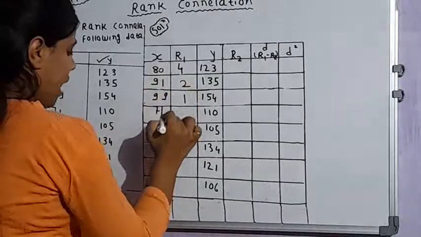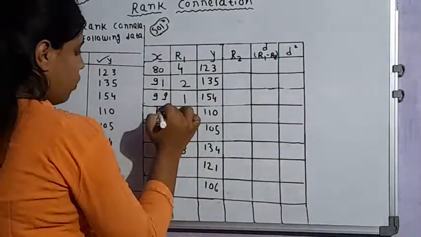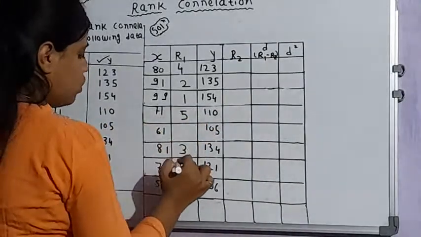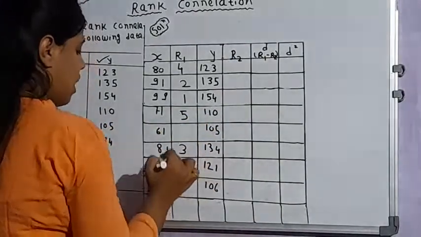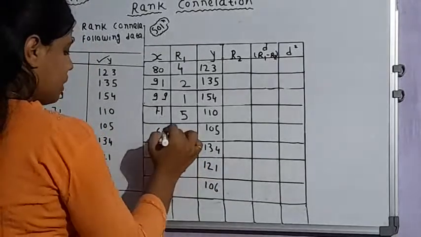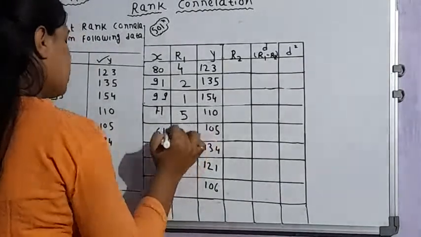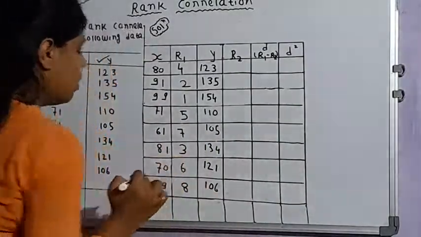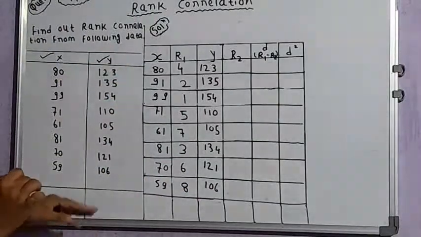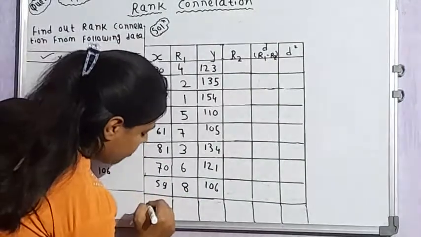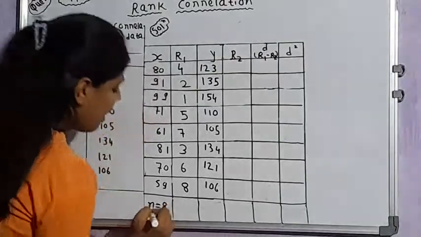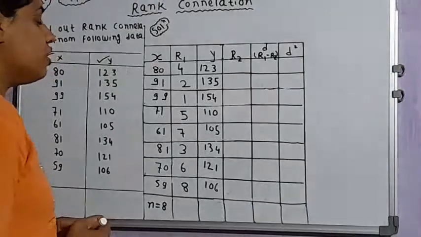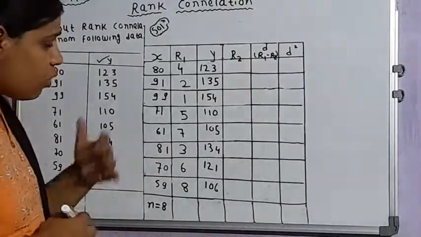After 80 we have 71, so fifth rank. After 71 we have 70, so sixth rank. After 70 we have 61, so seventh rank. And after 61 we have 59, so eighth rank. This way we have come to know that we have been given 8 items in the question. So we will write n equals 8, and we have given the ranks to the various observations under the X series. Now what is the next step?